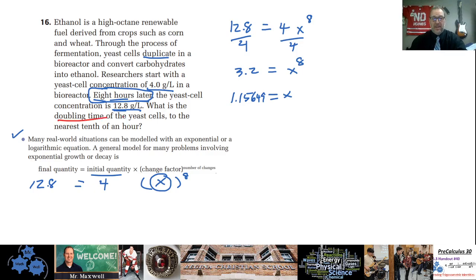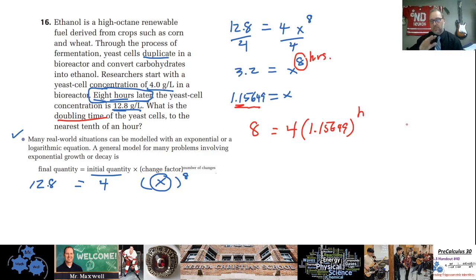What's the doubling time? Well, this 8 I put as hours. Those are hours, okay? So I'm going to try and find out how many hours. I need to do doubling time. So if I start off with 4 grams, I want to know when I get to 8, what's the time involved? So I start with 4, I want to end with 8, my change factor is this right here, 1.15649. And I want to find out how many hours, h, that's going to take.